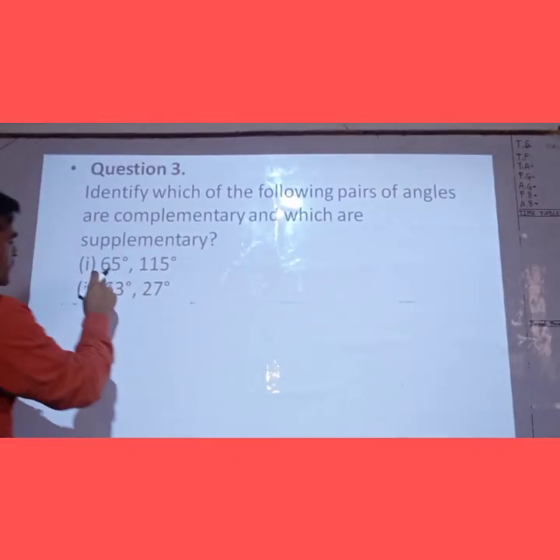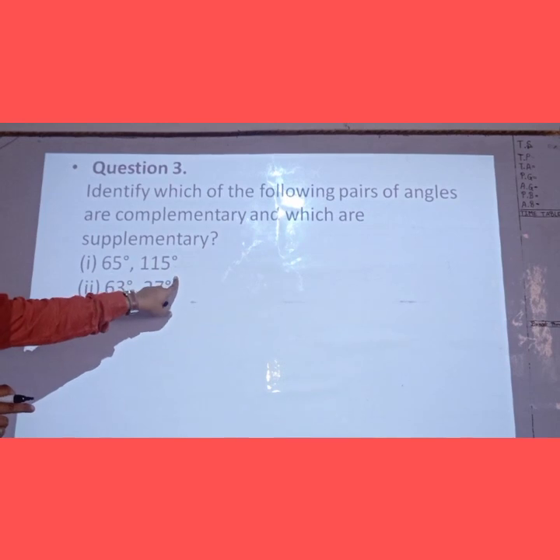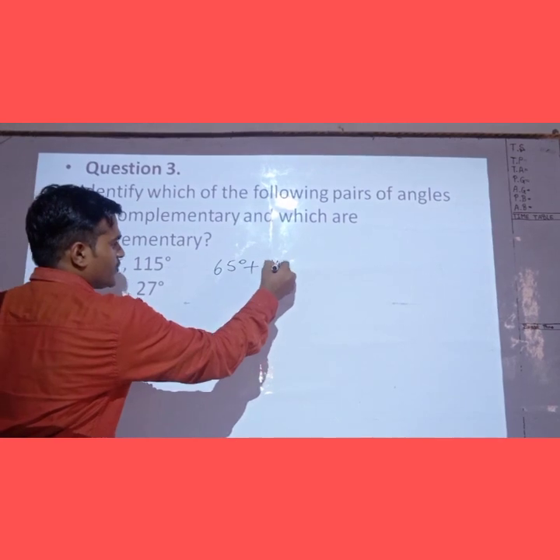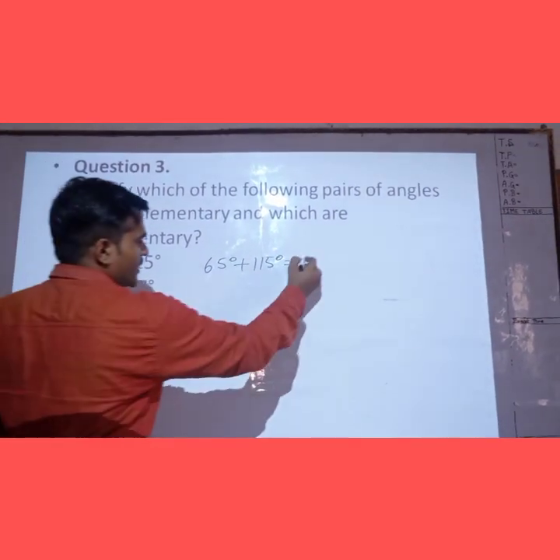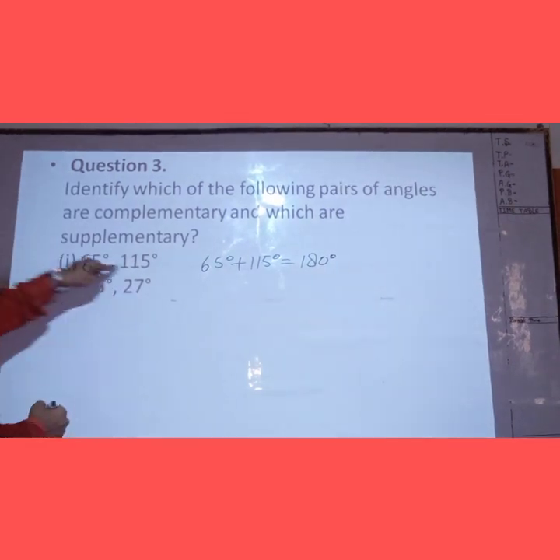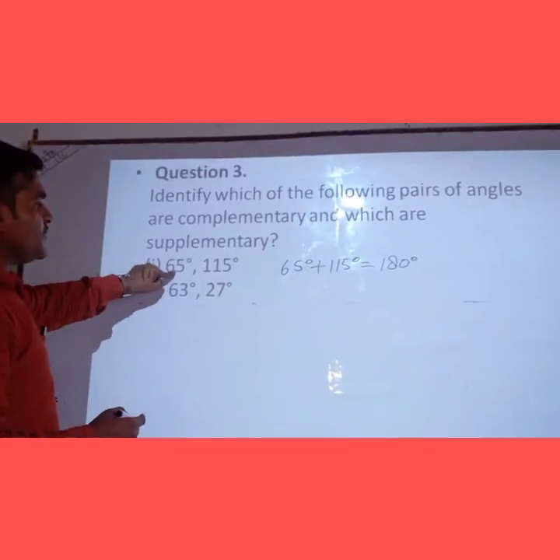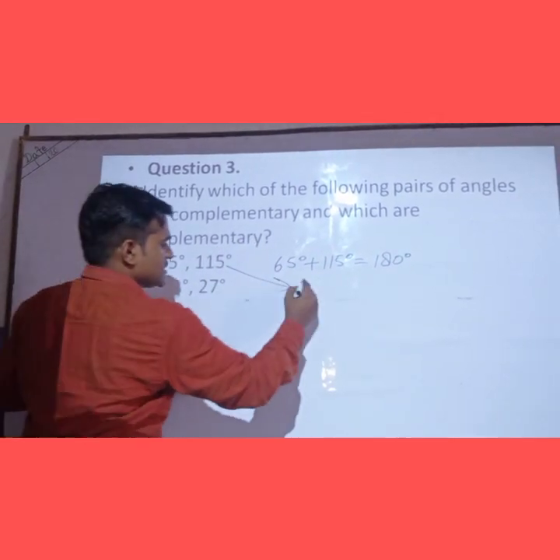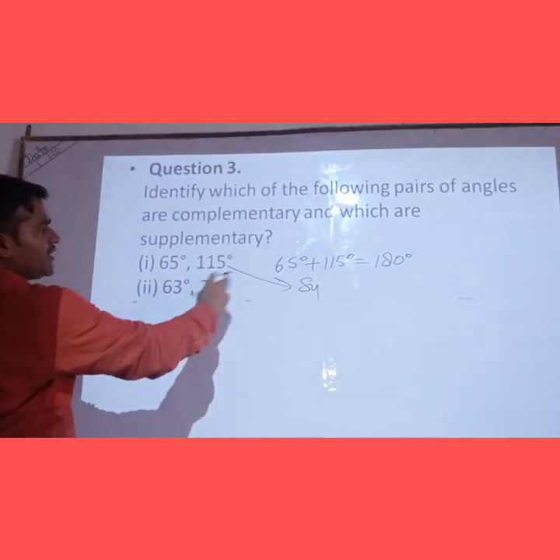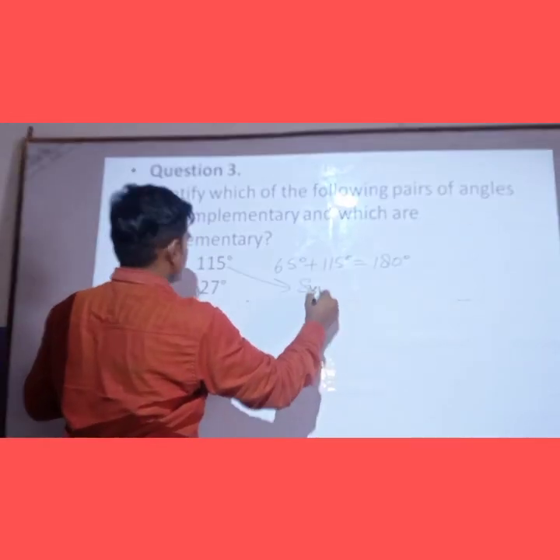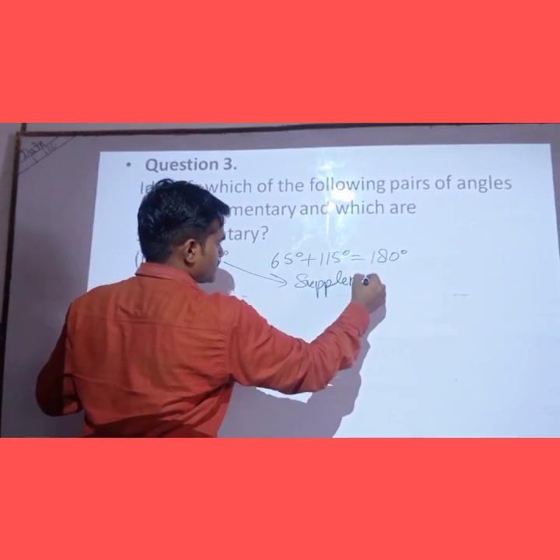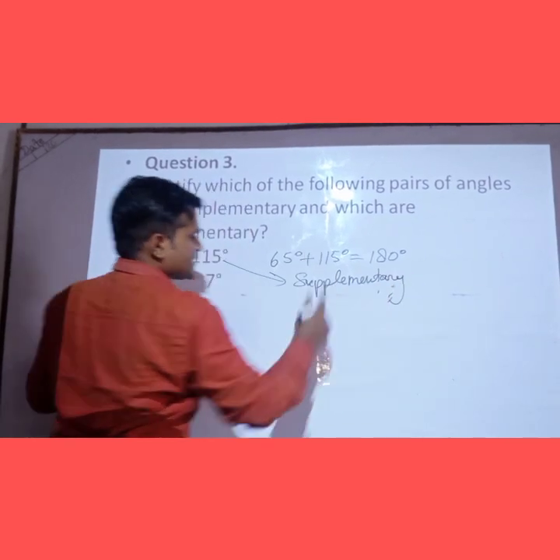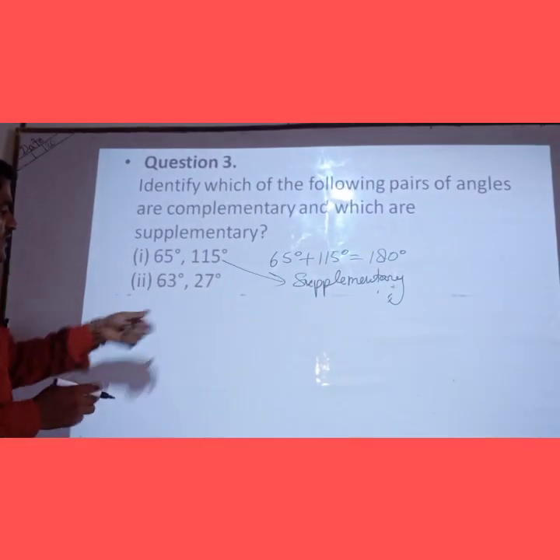So the first one is given: 65 degrees and 115 degrees. We will add them. So 65 degrees plus 115 degrees, what do we get? We get 180 degrees. So is the first pair of angles complementary or supplementary? Its sum is 180 degrees. So the first one is supplementary. This pair of angles is supplementary.